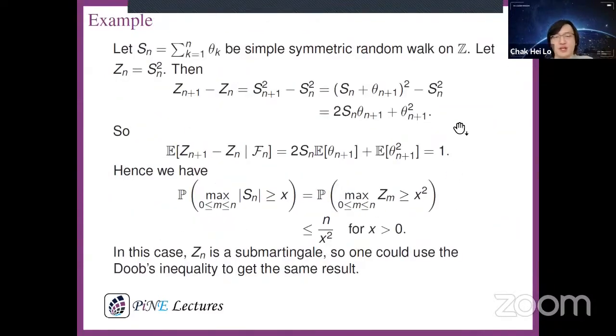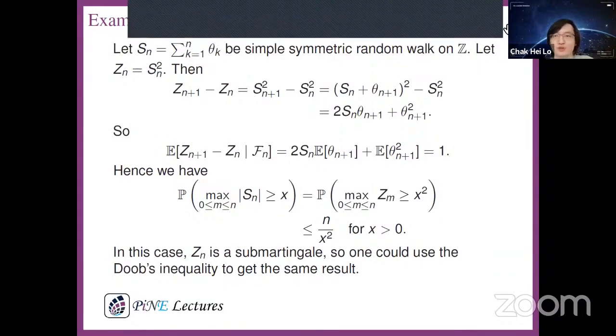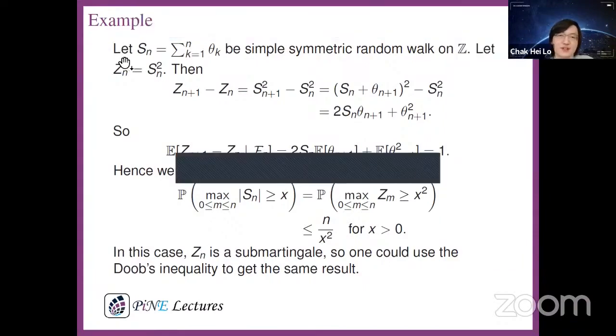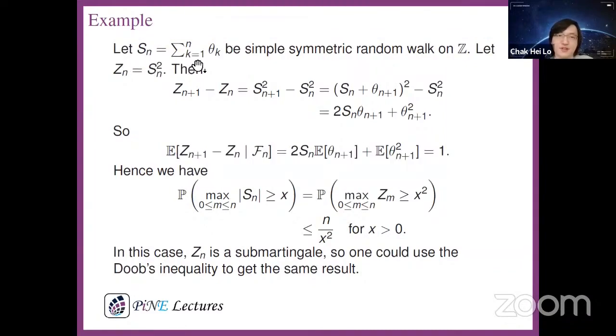Right, so here is an example of why the theorem that we just stated is useful. Let's have a simple symmetric random walk. So define S n to be a simple symmetric random walk, and theta here is just the increments of each step. So we sum up all the increments, which gives us the random walk. This random walk is on Z, so it's just a one-dimensional random walk. We let Z n here be S n squared. So we're looking at the square of the random walk.